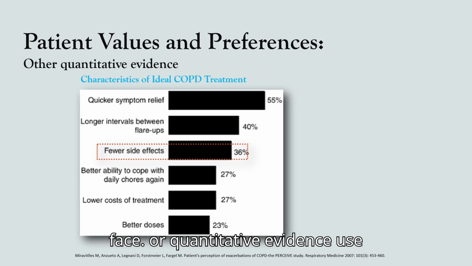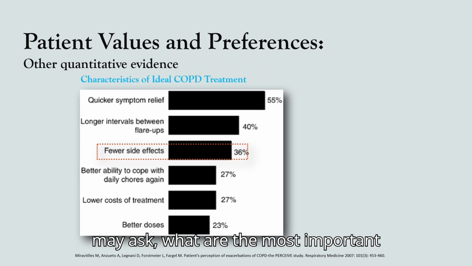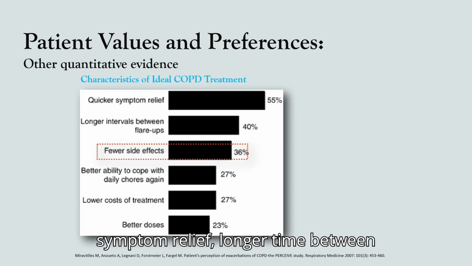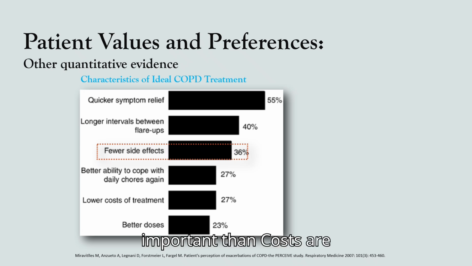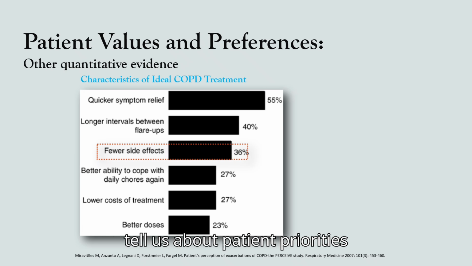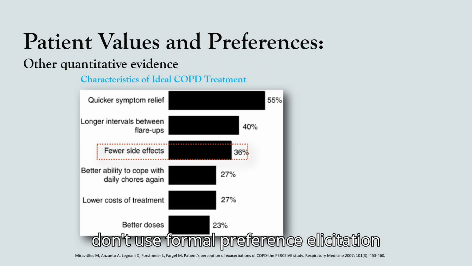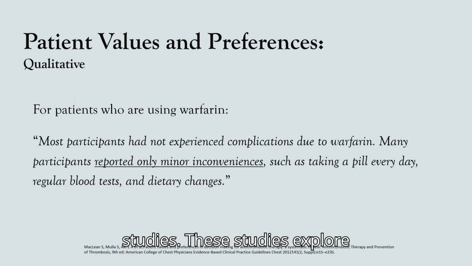Not all quantitative evidence uses utility or formal trade-off methods. Some studies simply ask people to rank or select what matters most to them. For example, in people with COPD, researchers may ask, what are the most important characteristics of an ideal treatment? And the result might show that faster symptom relief, longer time between flare-ups, and fewer side effects are more important than cost or dosing convenience. These results still tell us about patient priorities or values and preferences, even if they don't use formal preference elicitation techniques.